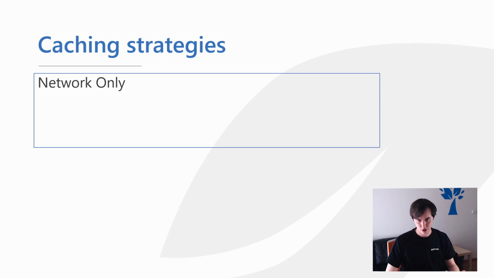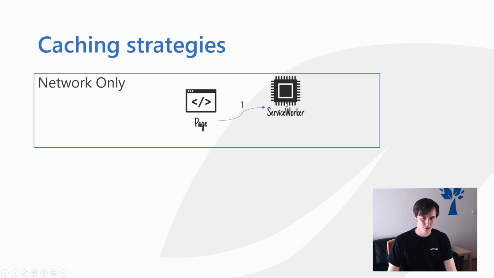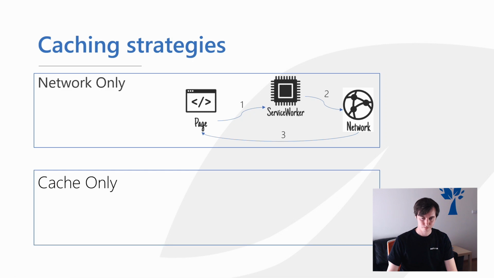So first of the caching strategies is called network only. This is not much of a caching strategy, as we will see. So how it behaves is that the page launches a request to the service worker, the service worker sends the request to your web server and sends the response back. So not much caching happening here, but this is the strategy that can be used. We'll even see it in the code. So this is one that's frequently used, but we'll take a look at other ones.